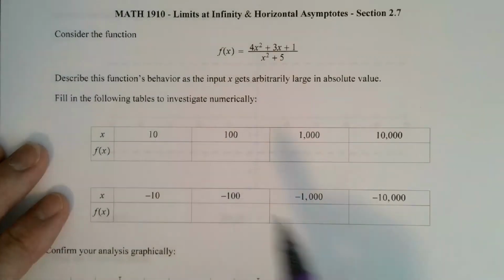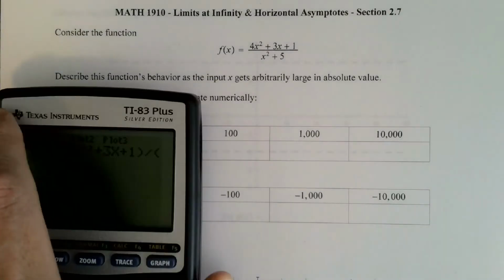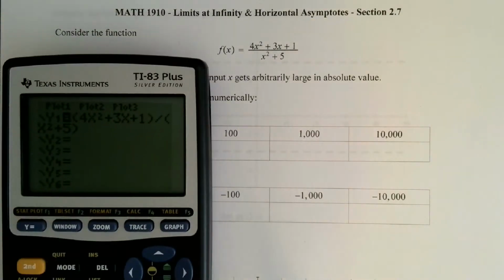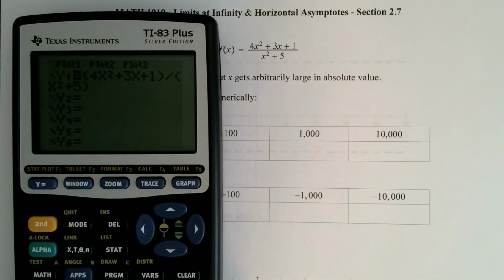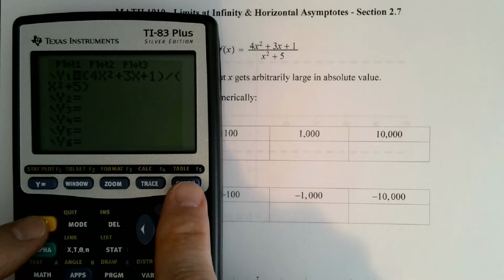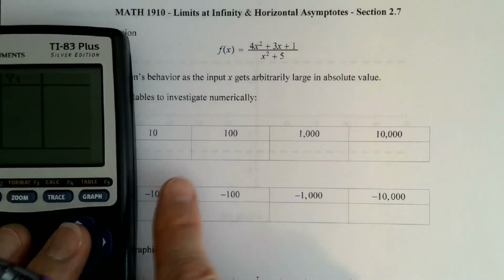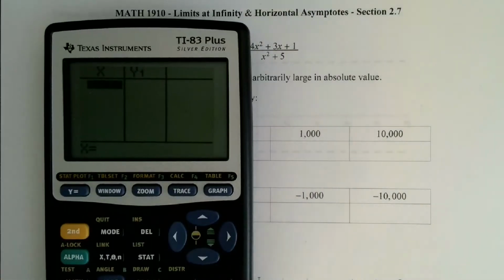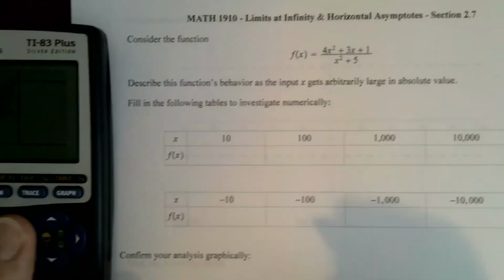And I'm going to use these tables to help us see the behavior. I've entered that function, the function f, into the calculator there. You can see it. I'm going to go to the table and plug in 10, 100, 1,000, 10,000. Let's see what's happening. Okay, so let's plug in these values that I'm getting from the calculator.